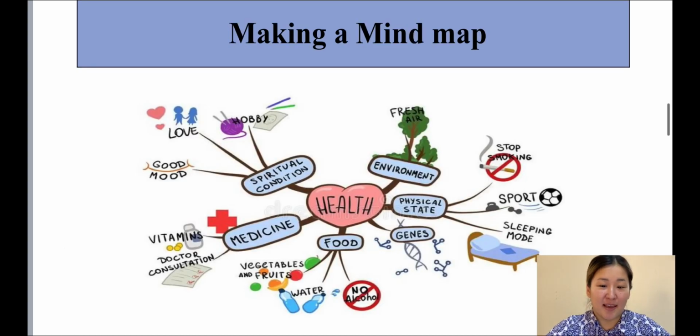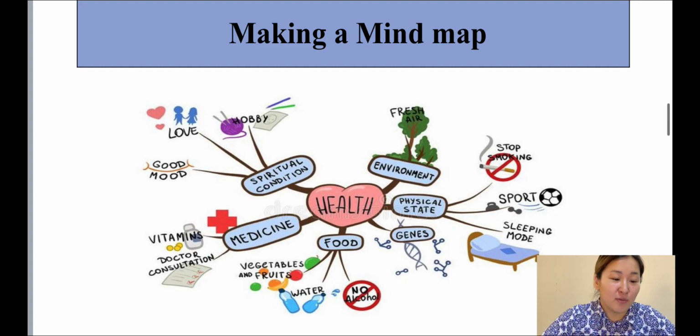Here you can see a mind map about health. Here are given some health conditions like medicine, vitamins, doctor consultation, and spiritual conditions like people's mood, love, hobby, and so on. It's very effective when your students don't know what to write or what to speak.